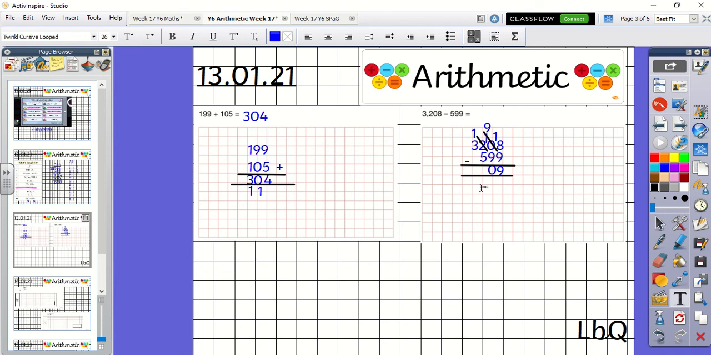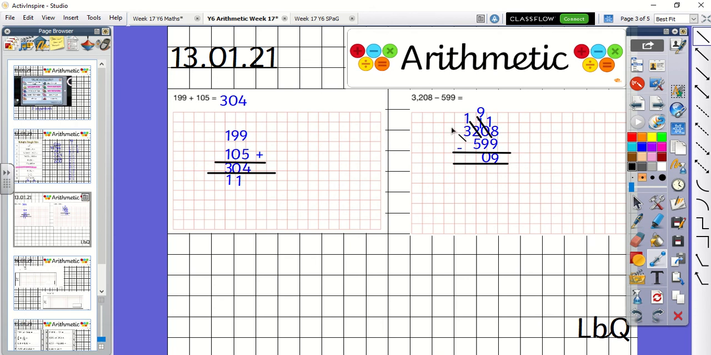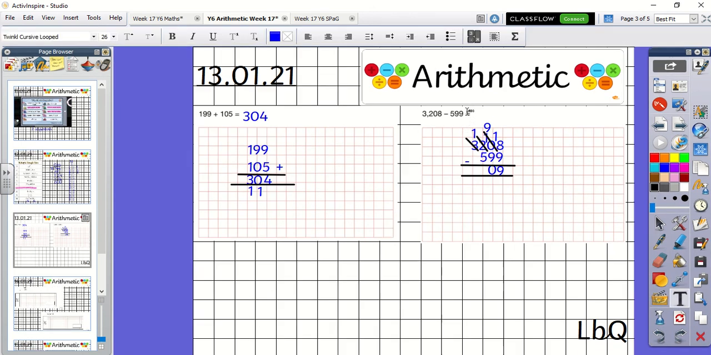And then I have got 1 subtract 5, which I cannot do. So I need to go back over, borrow 1 from my 3,000. That becomes 2. And the one that I've just borrowed goes with the 1 that was already there. So that's now 11. 11 subtract 5, 11, 10, 9, 8, 7, 6. And then finally 2 subtract nothing is 2.